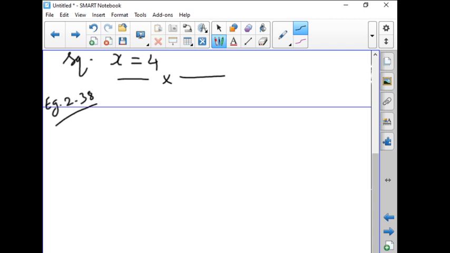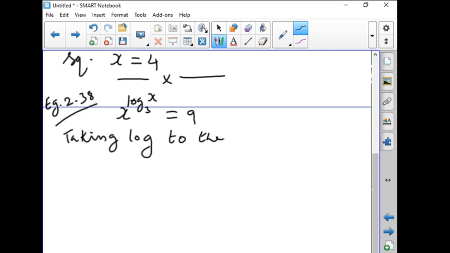Solve x power log x to the base 3 is equal to 9. So take log to the base 3 on both the sides. So taking log to the base 3 on both sides, what do you get?